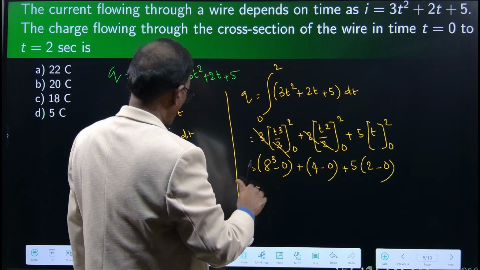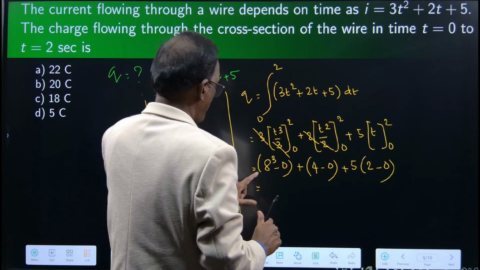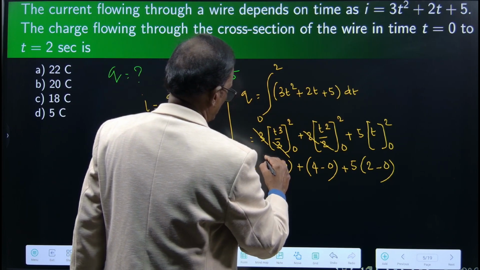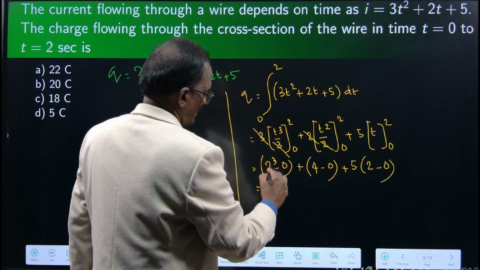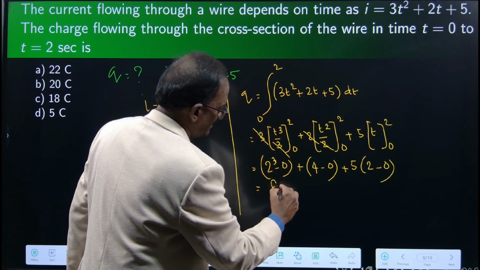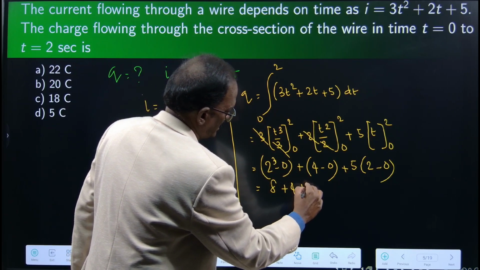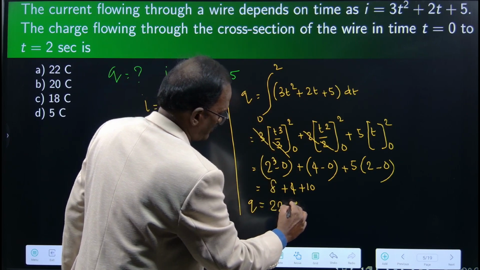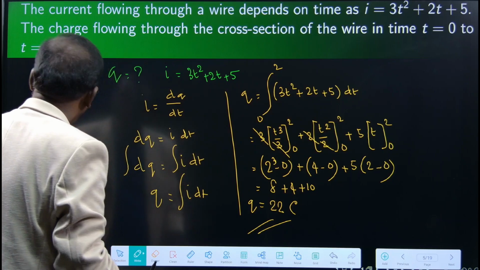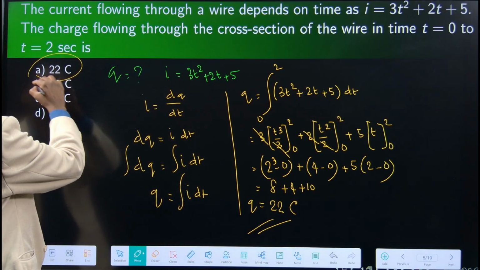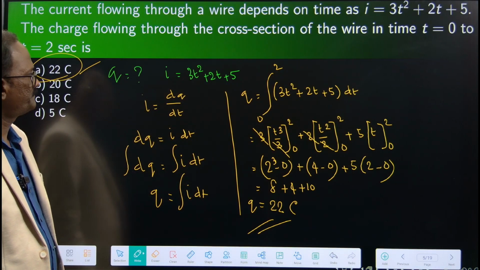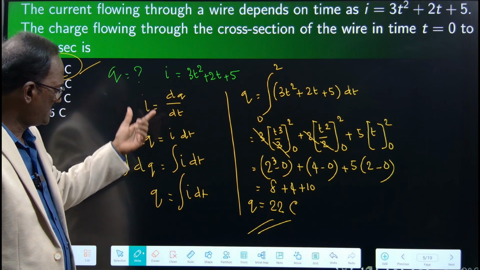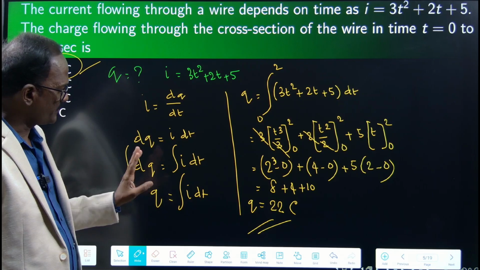This is 2 cube. Yes, 2 cube will be 8 plus 4 plus 10. So this is 22. Q is equal to 22 coulomb. The answer is 22 coulomb. Yes, option A, 22 coulomb. I is given, Q is asked. The same formula. From this formula only, I am writing what is the value of Q.